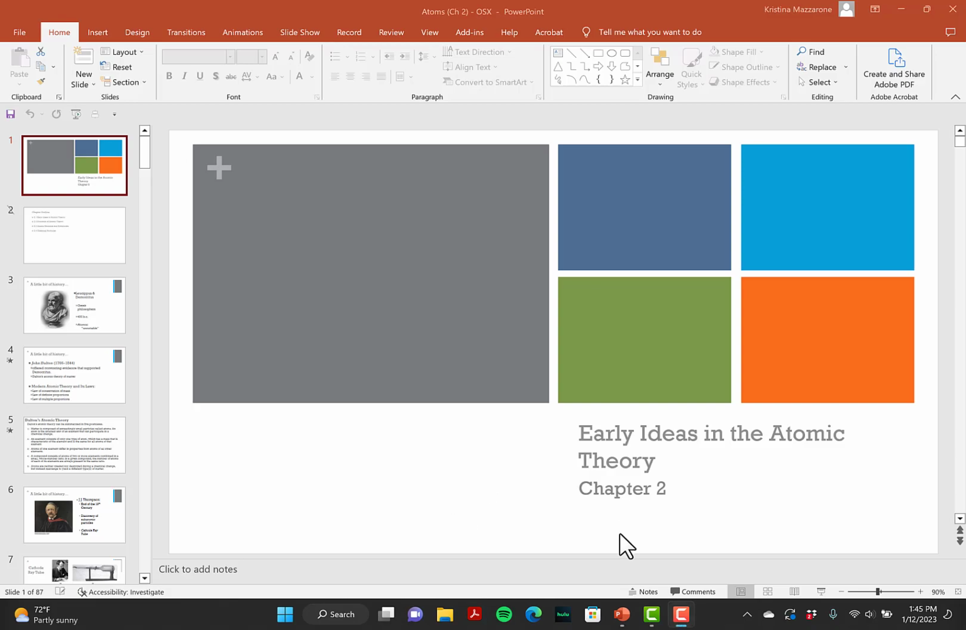For my course, this will be the start of Chapter 2. The first thing we're going to talk about in Chapter 2 is early ideas in atomic theory. I'm not going to be a stickler on names and dates and all that kind of stuff, but I think it's important to know where we came from in order to know where we're going and build a solid foundation moving forward. So we're going to first talk about early ideas in atomic theory.